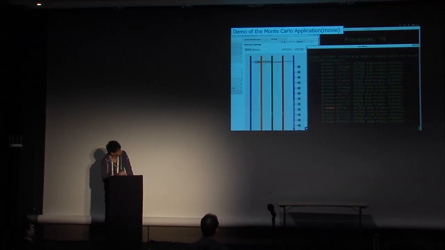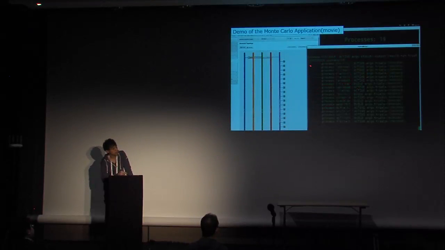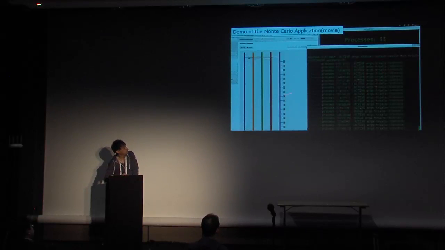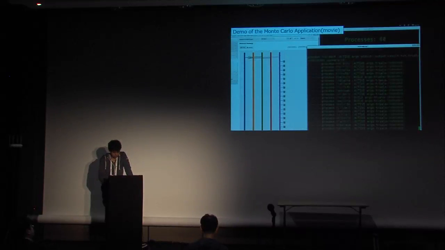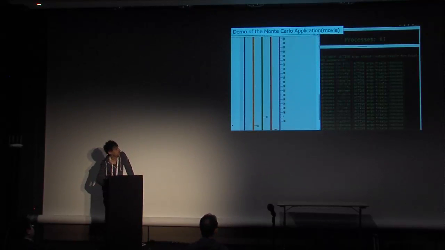And this console shows the process tree. The top line is the parent process, and these are the children processes. So you can see the process name and status and options from here. So when the children processes have launched, they start running the simulation. So just now, these processes are running in parallel. And when they finish the simulation, they send the result to the parent process. So now, all these processes are running in parallel.